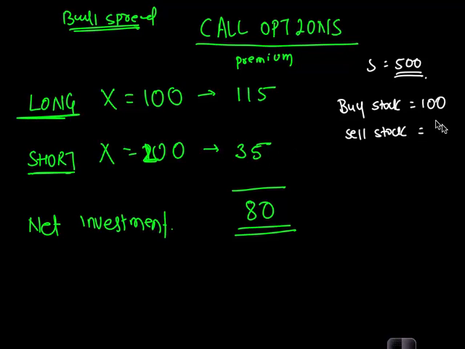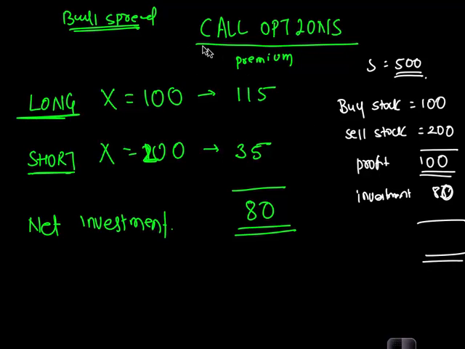Sell stock at 200. So you bought the stock at 100, you sold the stock at 200. How much is your profit here? Your profit is 100. But what was your investment? Your investment was 80 and therefore we have that spread available to us on the bull side, which is your net profit, and your net profit in this case is going to be 20.